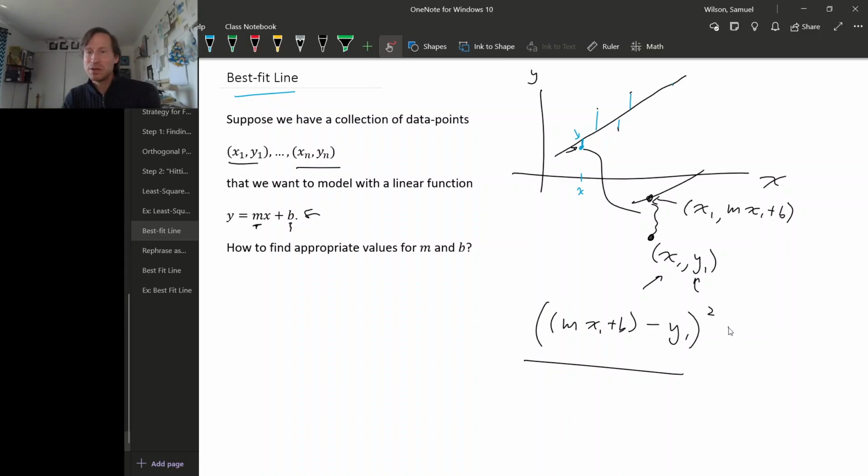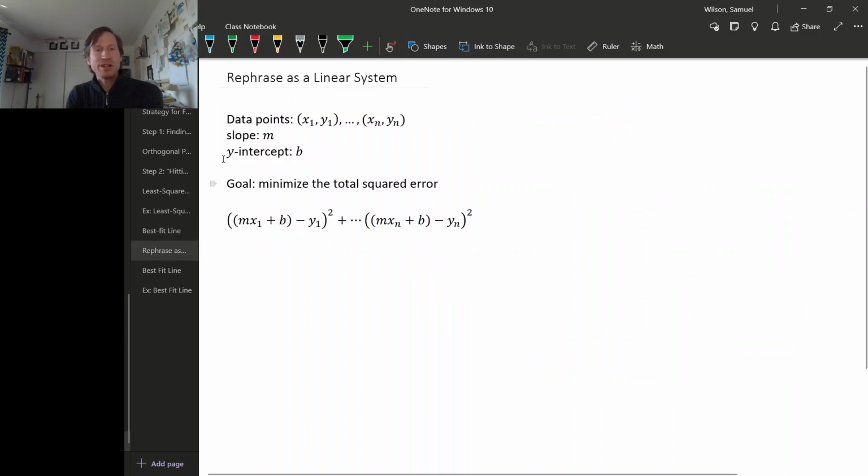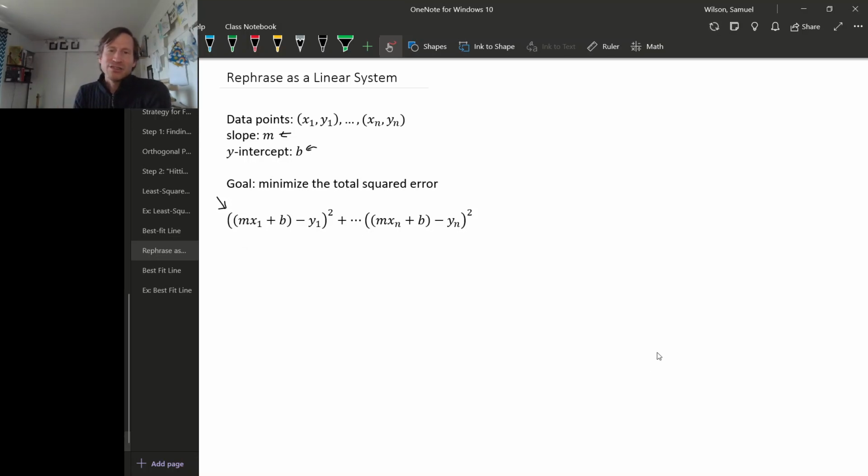We need to add up the corresponding thing for all of the other points. So what we're going to do is, given these data points, we need to find the slope and the y-intercept that minimize this total squared error. Now, because this is squared, this doesn't really look like a problem in linear algebra. So we would like to use all of our linear algebra tools to solve this problem. So we need to somehow rephrase this in a way that makes it look like linear algebra.